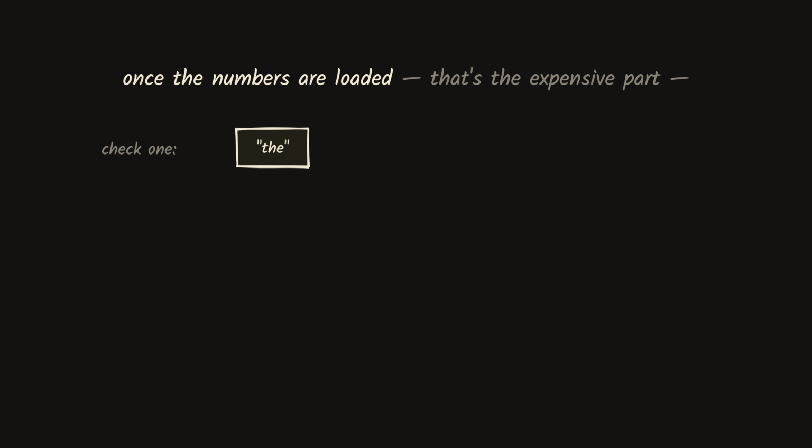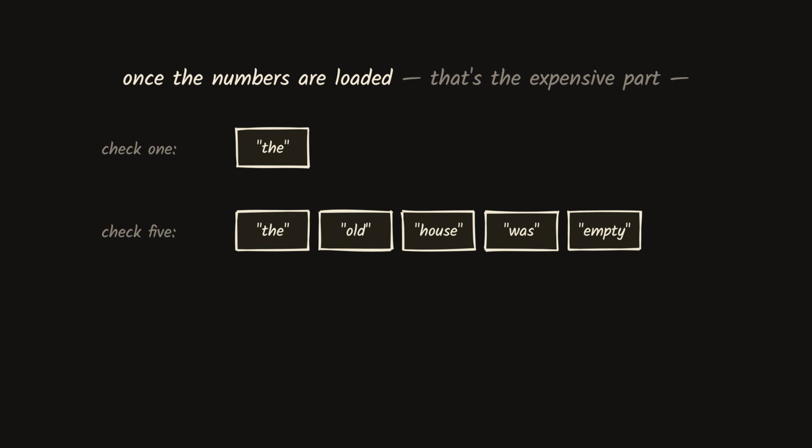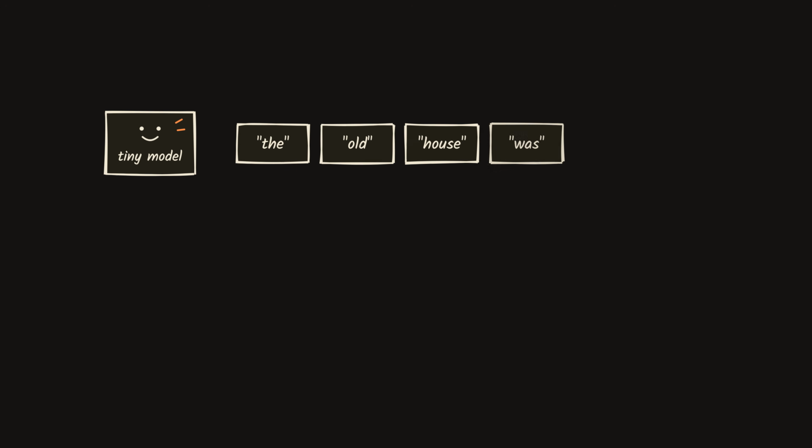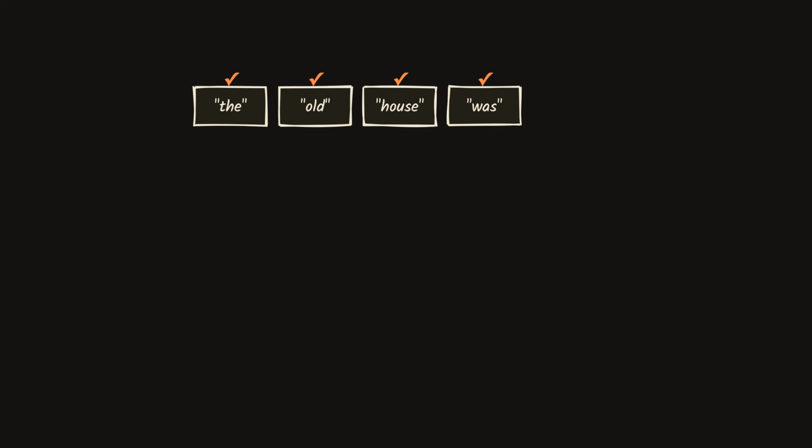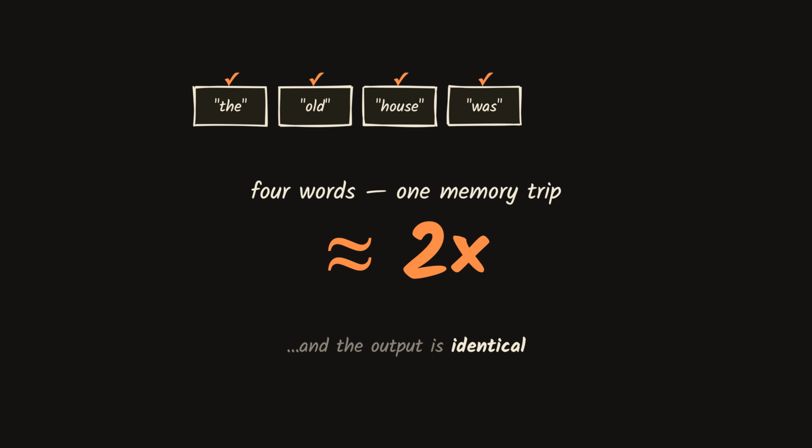Once you've paid to load all those numbers, checking a whole handful of words costs barely more than checking one. So you run a tiny, fast model next to the big one to guess the next few words, and the big one verifies the entire batch in a single pass. When the guesses hold up, and for easy words they usually do, you get several words for the price of one. Roughly double the speed, identical output.